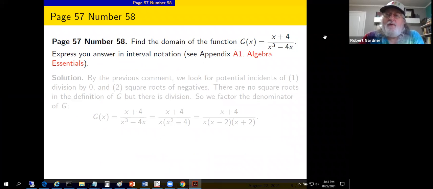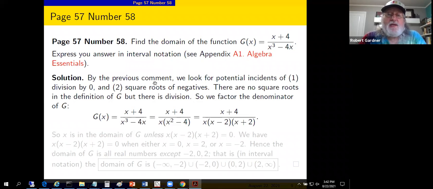Find the domain of this rational function, ratio of polynomials, g of x equals x plus 4 over x cubed minus 4x. Express the answer in interval notation. Okay, as we just said, only thing that can go wrong is division by 0 and square roots of negatives. How do you feel about this? There's no square roots, so that isn't a problem, but there is division. There is division, so we can't have division by 0. So let's see when that happens.